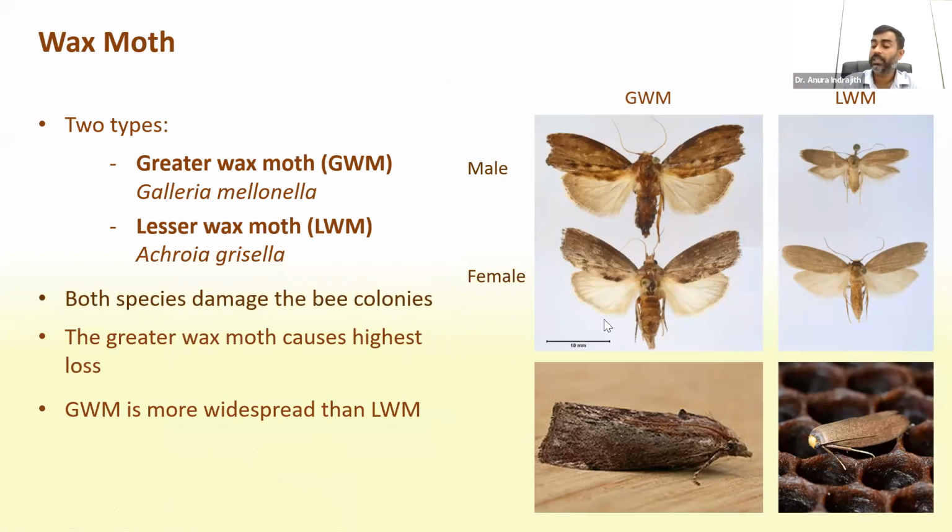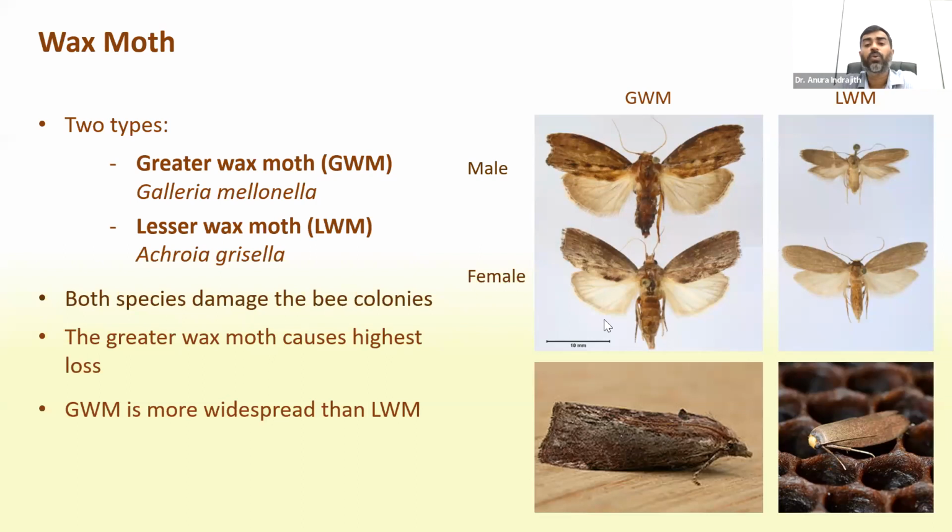Now this is a kind of lepidopteran insect. Moth means Lepidoptera, right? So it's a kind of micro lepidoptera, a very small adult. You can see the adult in these images. There are two species actually, greater wax moth and lesser wax moth, Galleria mellonella and Achroia grisella. Among these, Galleria mellonella is the serious pest, right?